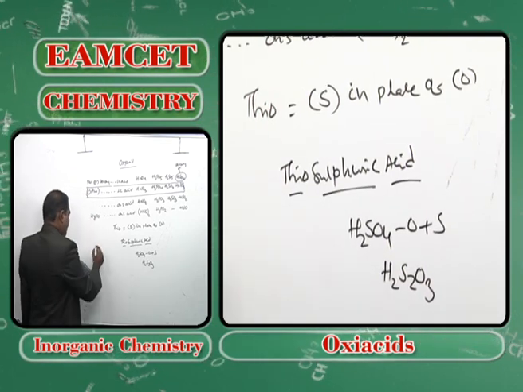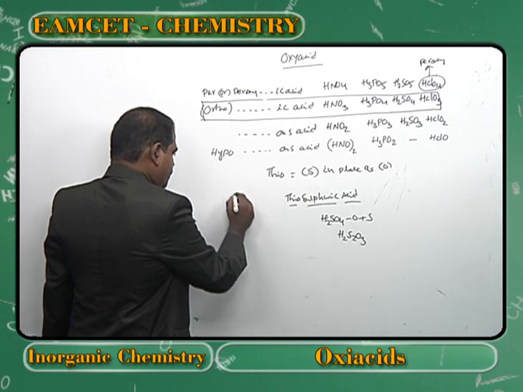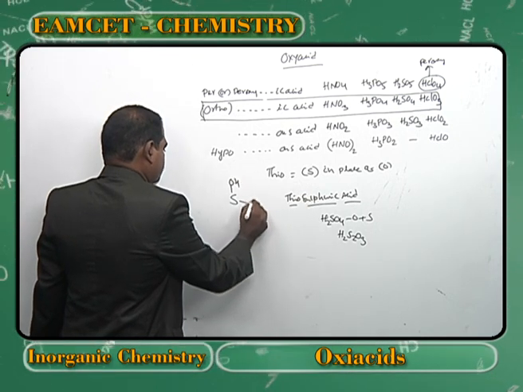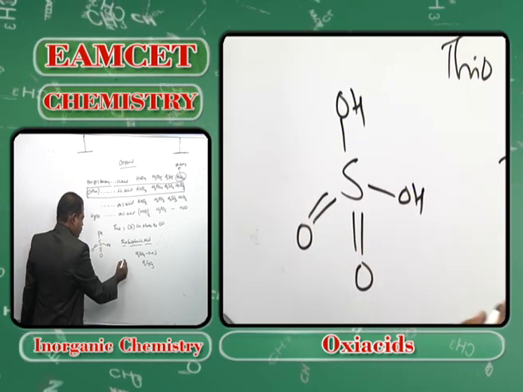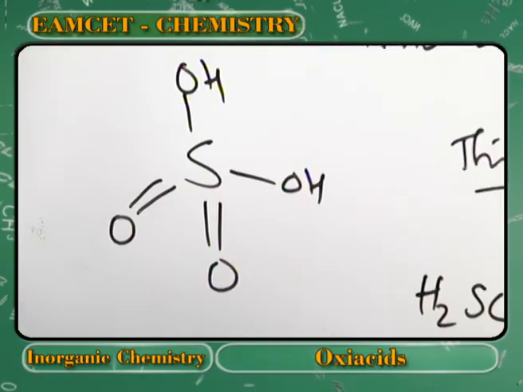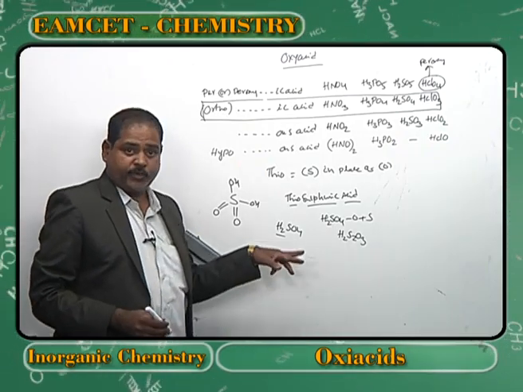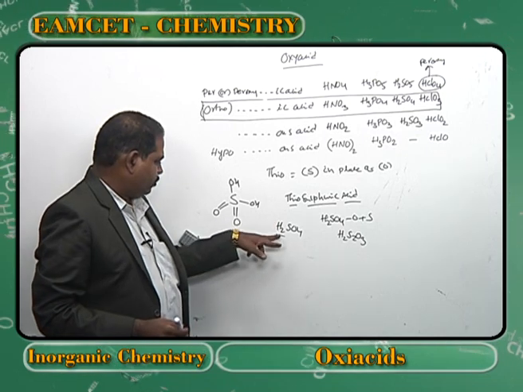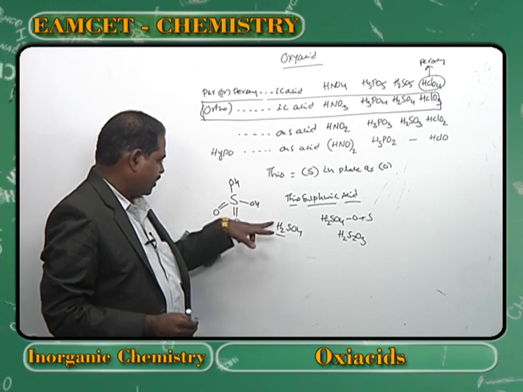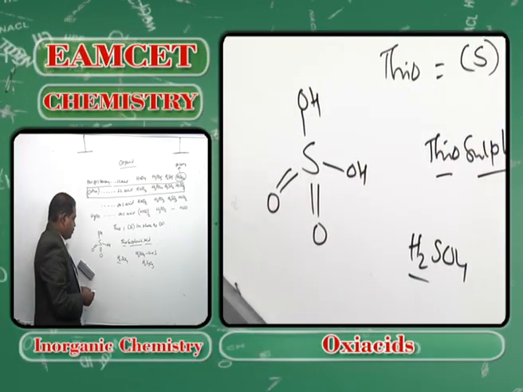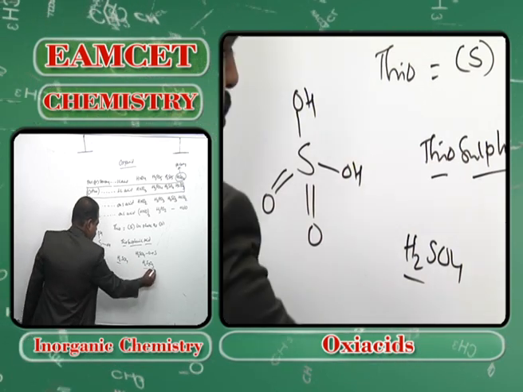Interestingly, the structure of sulfuric acid looks like this: S with OH, OH. Yesterday we discussed structures at length. For H2SO4, the number of OH groups is equal to the number of hydrogens present. This we did in the last class. Since I have 2 hydrogens, I am putting 2 OH here and 2 double bond O's. So it is H2SO4. Thio means oxygen should be replaced by sulfur, giving H2S2O3.